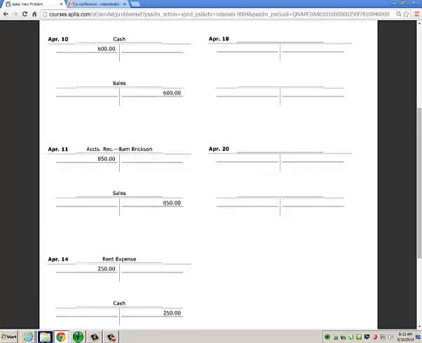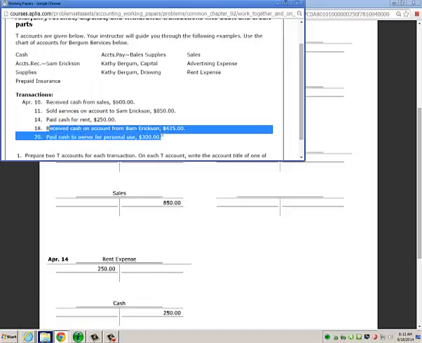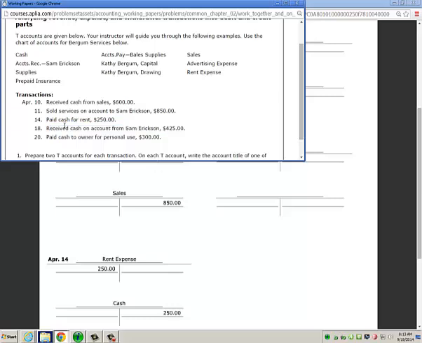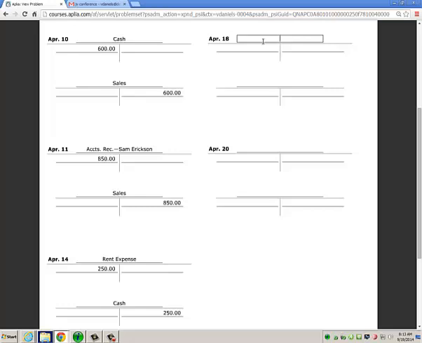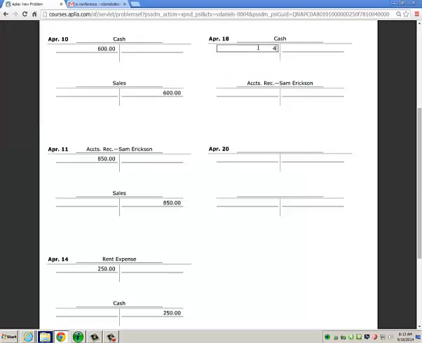We swing back to the top for April 18th, and when I read April 18th, it says, received cash on account from Sam Erickson. In this case, received cash, alarm bell should be going off in your head right away. Cash is going up. When cash goes up, cash is a debit. We also must see Sam Erickson, and the only thing we have with Sam Erickson is accounts receivable to Sam Erickson. So what he's doing is he's paying off his debt to us. I drop in 425. I drop in 425. And I am done with that transaction.